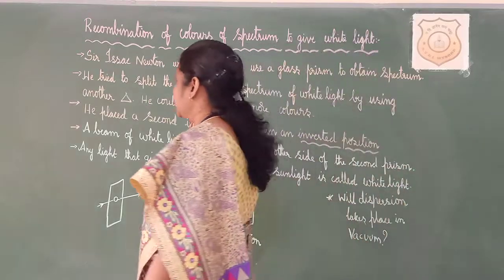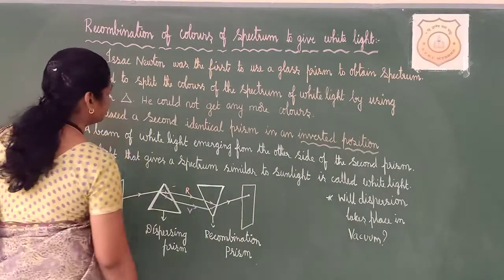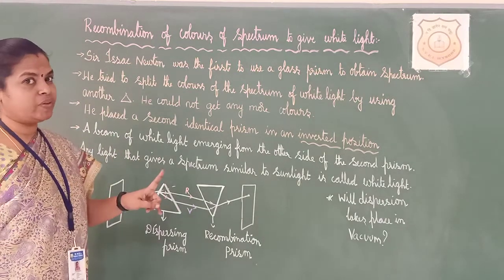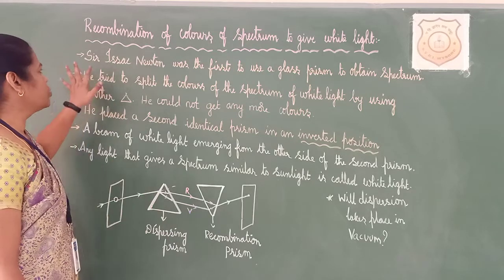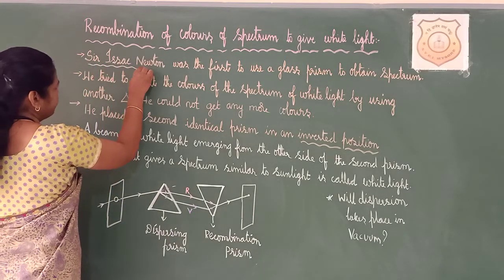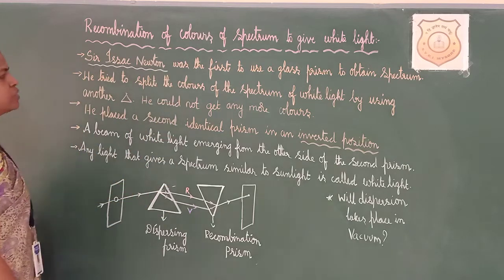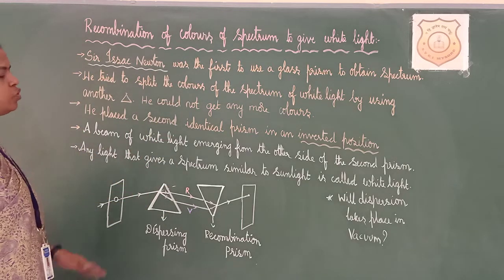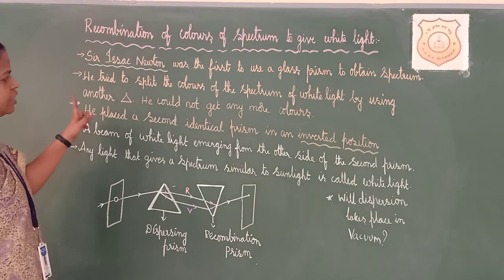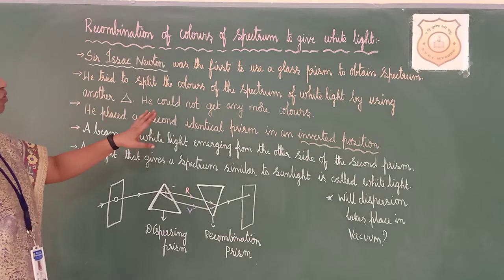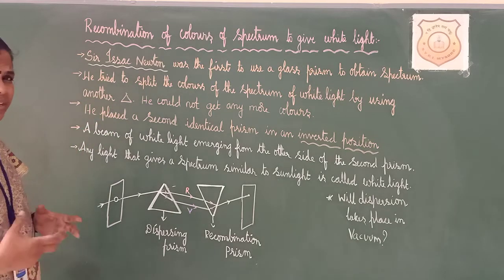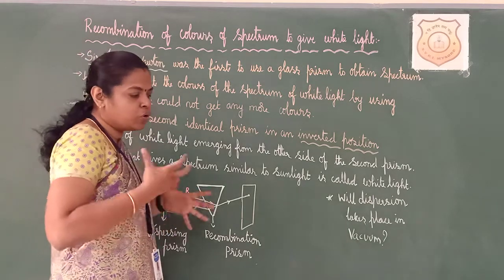See here, Sir Isaac Newton was the first person to use a glass prism to obtain a spectrum. What is a spectrum, have we also studied? No? Okay. So here you should know the person who was behind this. Sir Isaac Newton was the first to use a glass prism to obtain a spectrum. What he tried is, he tried to split the colors of the spectrum of white light by using another prism. He was trying to find whether he would be able to get a few more colors.